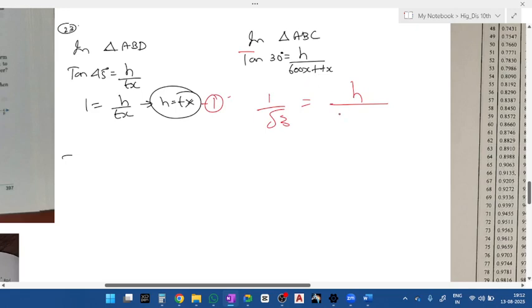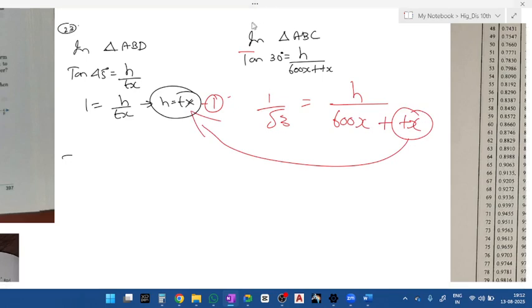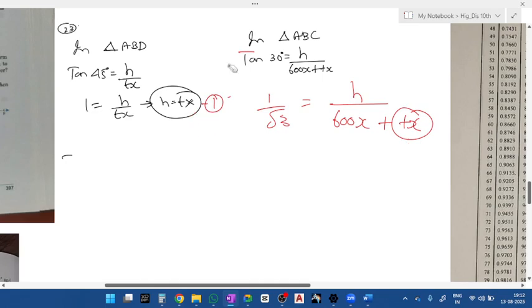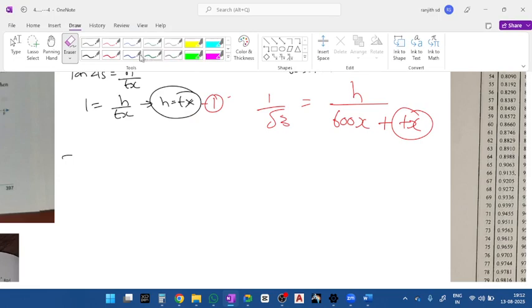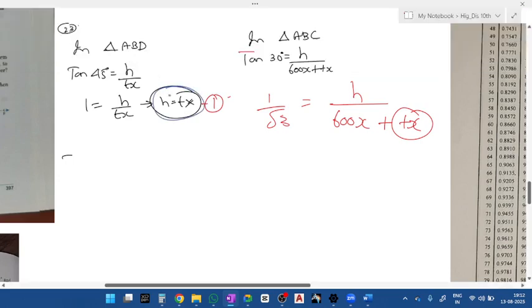600x plus tx. What's the value of tx, students? Be quick. What's the value of tx? From equation 1, what is tx, students? Yes, h is equal to tx. Equation 1.